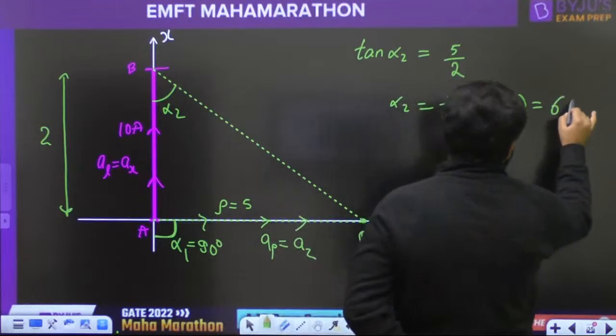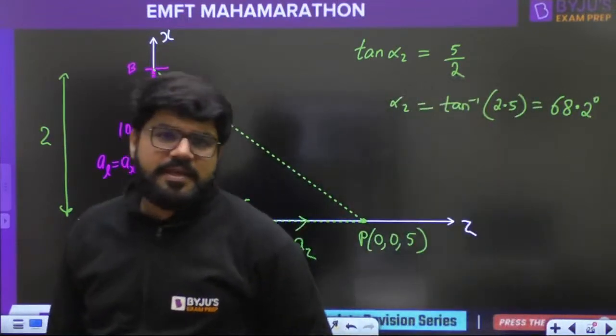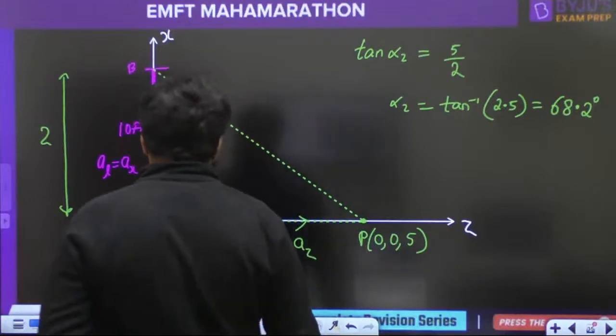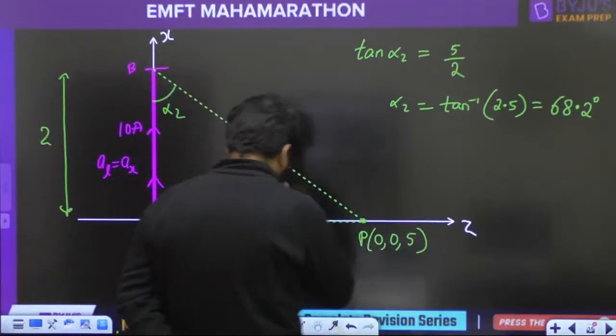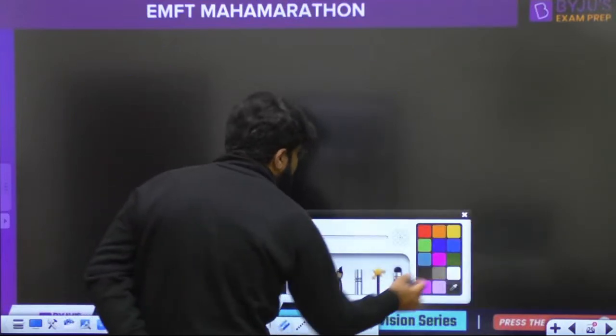68.2. That is the 68.2 degree. That should be the value of alpha 2. Okay. Now, what is the direction of magnetic field? We will write that also. So, let us apply the formula.